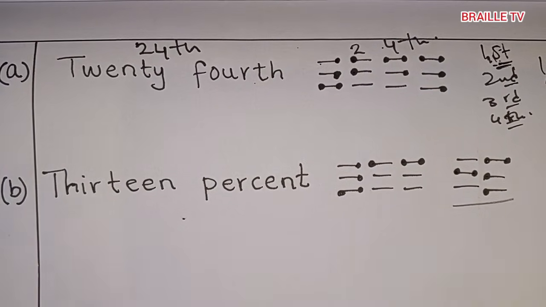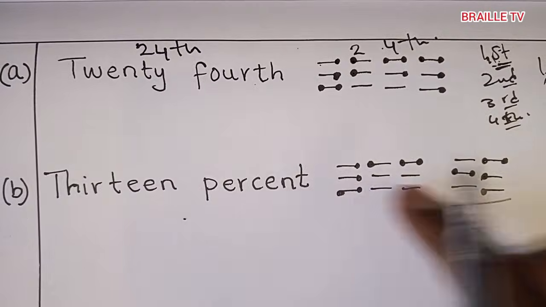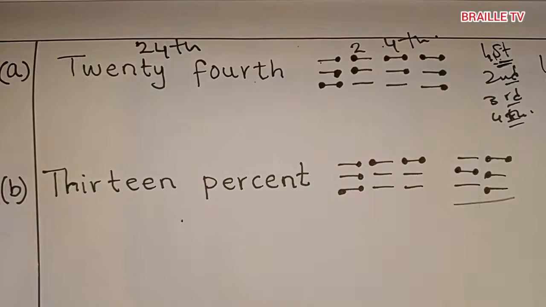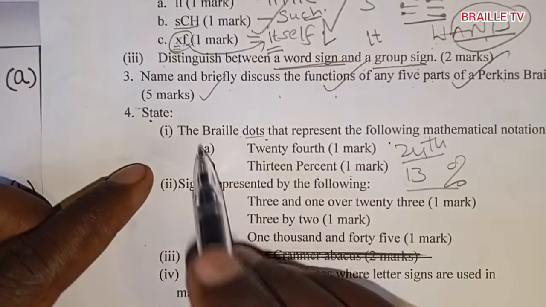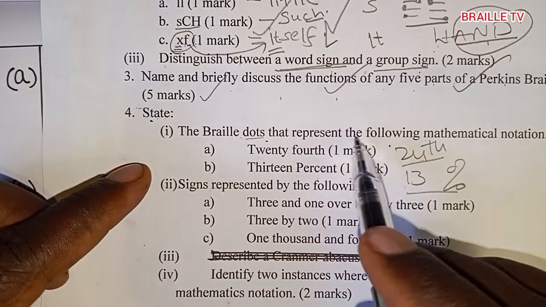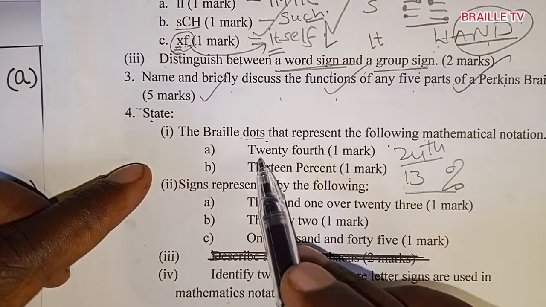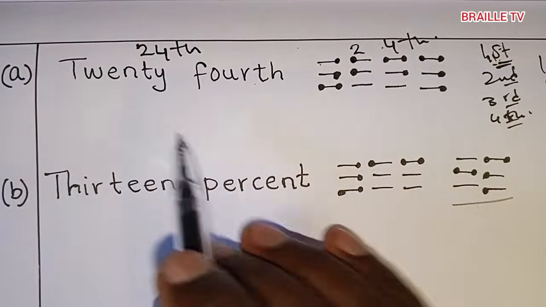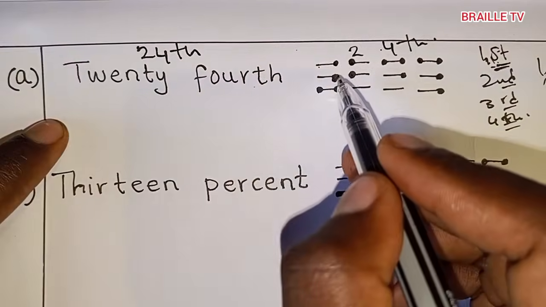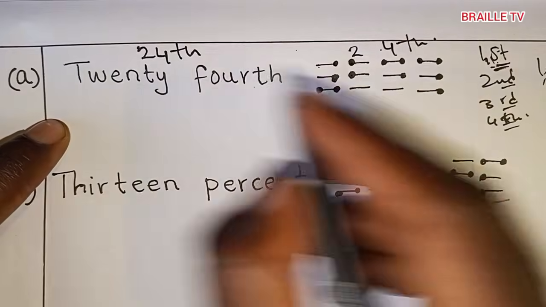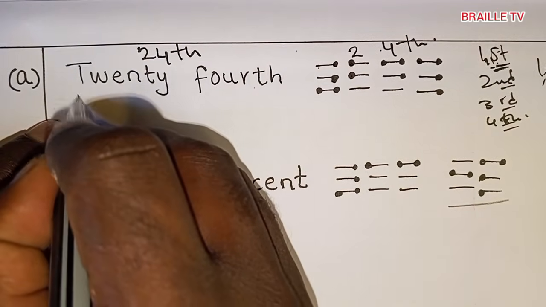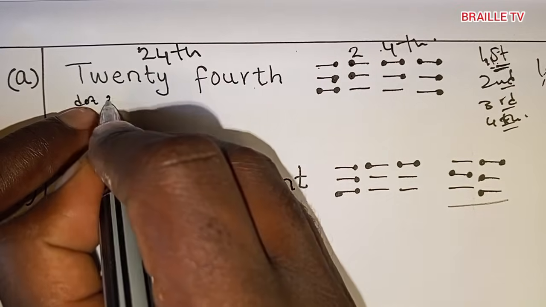Now, the question was not asking us to do this or to write like this, but to state the Braille dots. Now, let us read again. Tuliambiwa, state the Braille dots that represent the following mathematical notation. 24th ndio tumeandika, lakini tunafaa to state the dots. Sasa hapa utakuja useme hivi. Unaangalia hizi dot, unasema unaandika ni dot gani ambazo umetumia kuandika nazo.